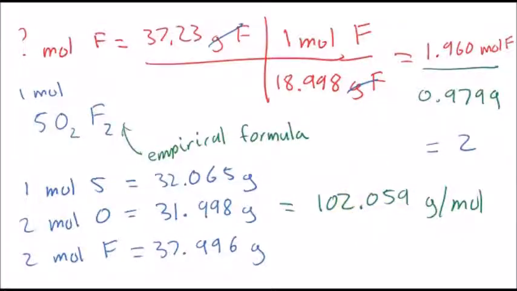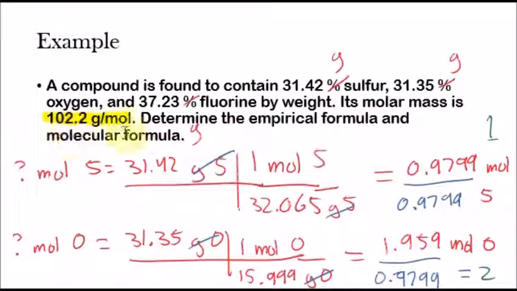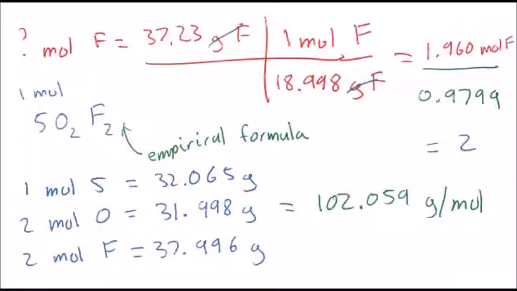Very close to this, 102.2, 102.059. This is a very small difference. So therefore, our empirical formula is exactly the same as our molecular formula, because think about it, if you divided 102.2, the molecular molar mass, by the empirical molar mass, 102.059, you'd get a number very close to 1, and when you multiply the subscripts by 1, you're going to get the same thing, right? So because of that, the empirical formula is the same as the molecular formula.